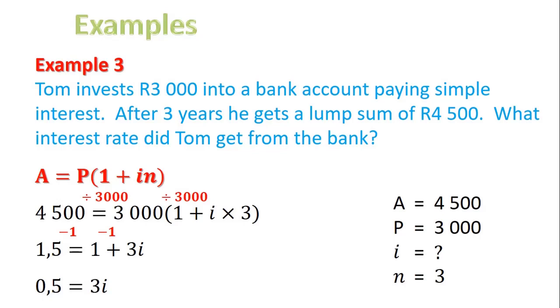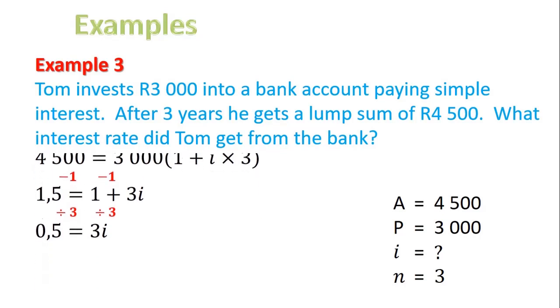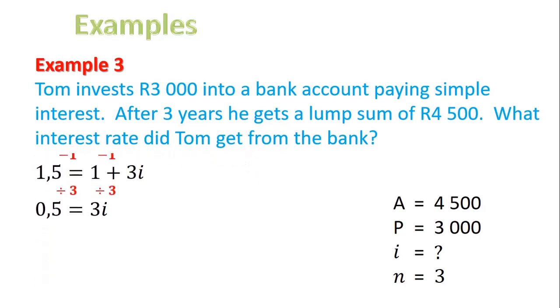Lastly, I don't want 3I, I want just the interest rate by itself. So to get rid of that 3 in front of the I divide both sides by 3. So 0,5 divided by 3, and 3I divided by 3. So 0,5 divided by 3 is 0,1666666, etc., which we round off to 0,1667 equals I.